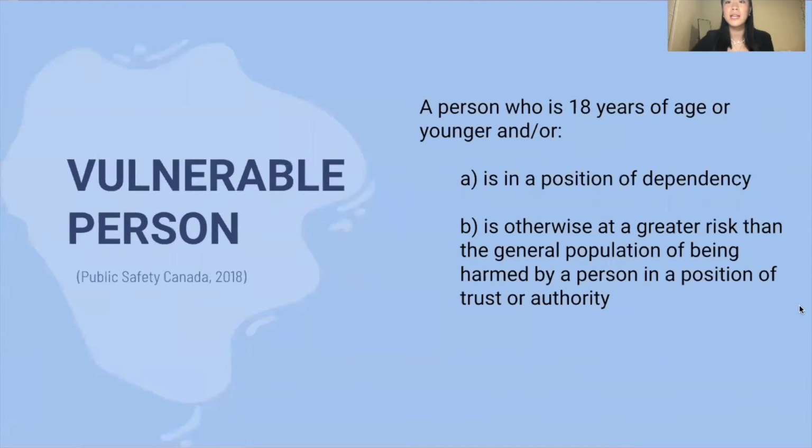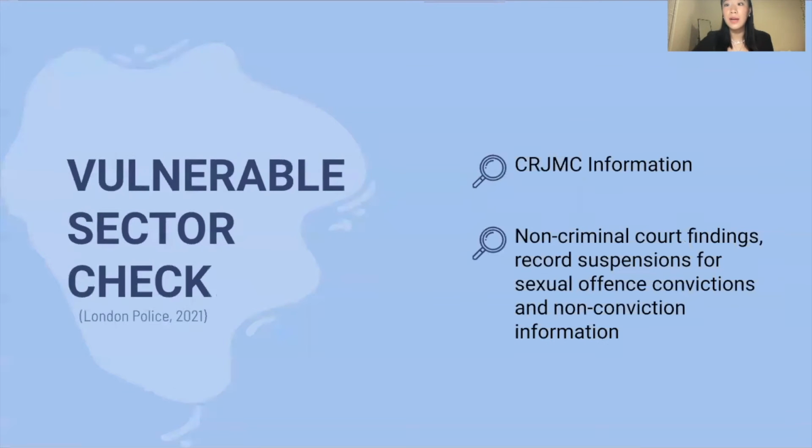Well, a vulnerable person is someone who is 18 years of age or younger and/or is in a position of dependency and is otherwise at a greater risk than the general population of being harmed by a person in a position of trust or authority. So, for example, someone with Down syndrome is considered a vulnerable person. So, what is found in the vulnerable sector check? Well, it includes all the information from your criminal record and judicial matters check, along with non-criminal court findings, record suspensions for sexual offense convictions, and non-conviction information.